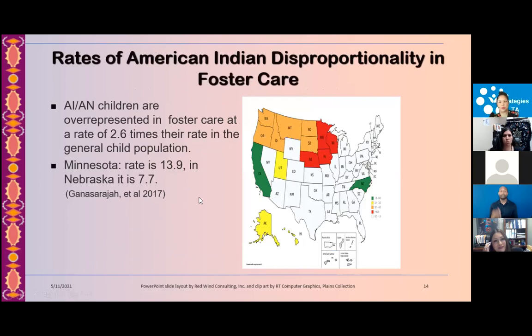We know that we're overrepresented in the foster care system. This map shows across the United States that American Indian and Alaska Native children are overrepresented in the foster care system at a rate of 2.6 times higher than the general child population. Minnesota is at 13.9 and Nebraska is 7.7. Within Riverside and San Bernardino counties, Riverside is overrepresented as well.